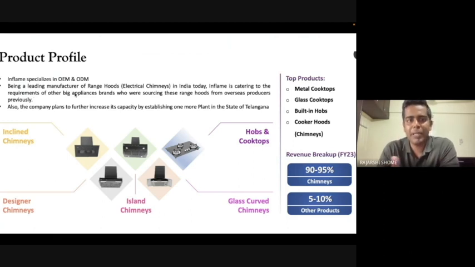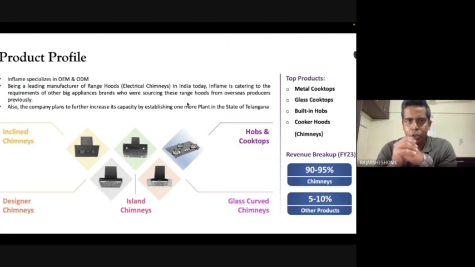So basically, they're a B2B business here. They're not a B2C business. It's not like they make these kitchen hoods and sell them to customers directly. They are a leading manufacturer of range hoods or electric chimneys in India today. If there is a B2C company, they would come to Inflame and want Inflame to make these electric chimneys for their clients. So it's basically like a contract manufacturer.